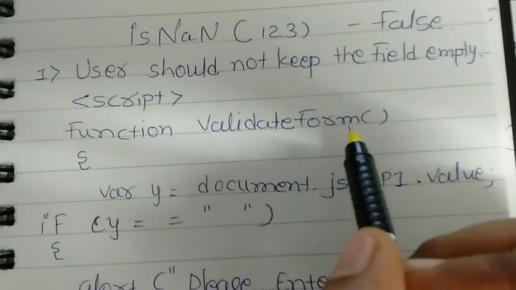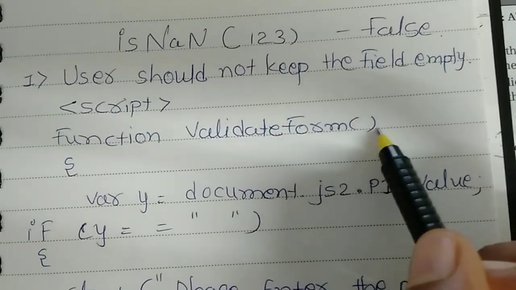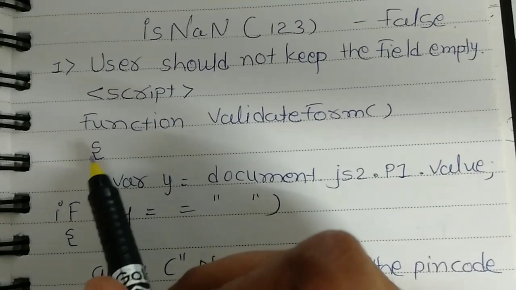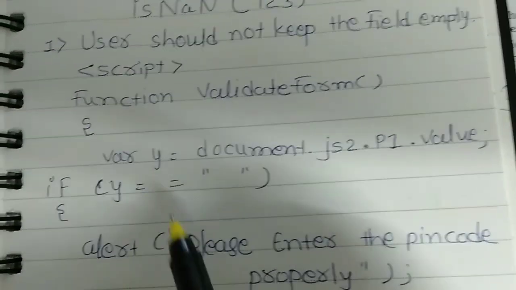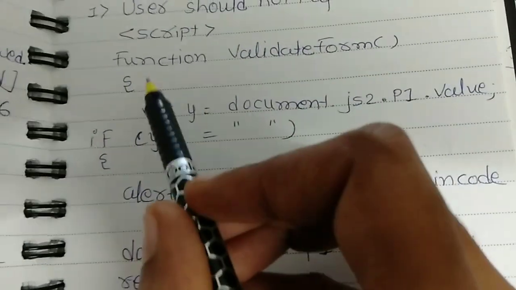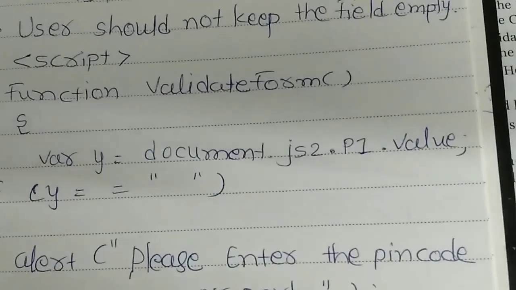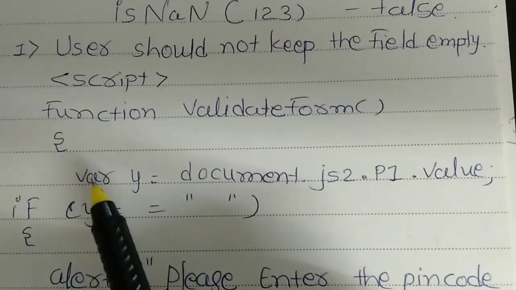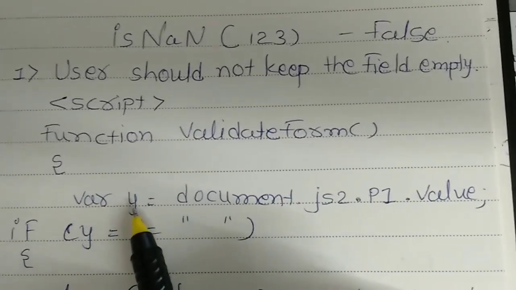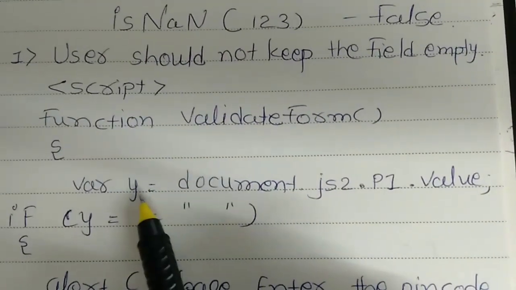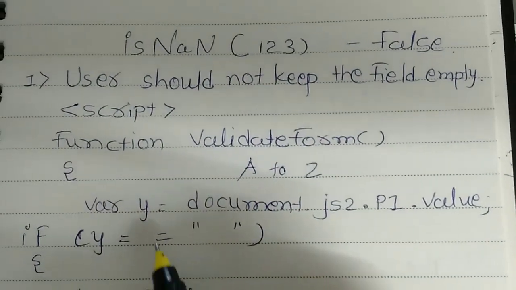My function name is validate form, and a function is defined by the keyword function itself and opening and closing brackets. The scope of the function is curly braces. Whatever sentence you want to write, you can write inside this bracket. Inside the function you have to create a variable. As you know, why are we using a variable? For storing data. For the variable you can write any name inside A to Z. You can write any alphabet as a variable name.